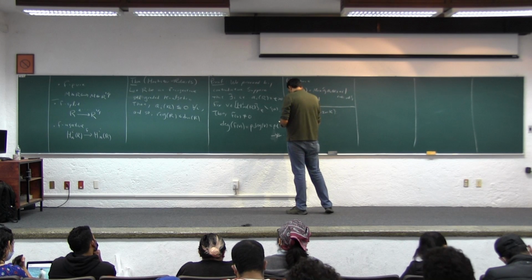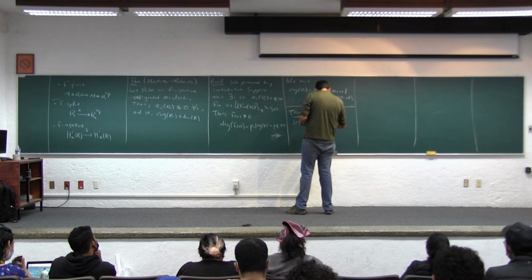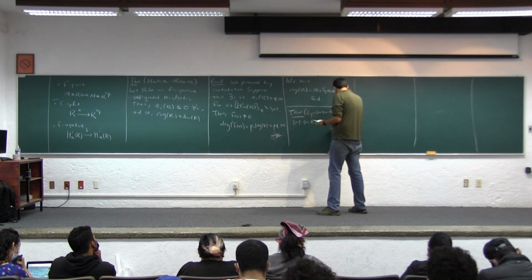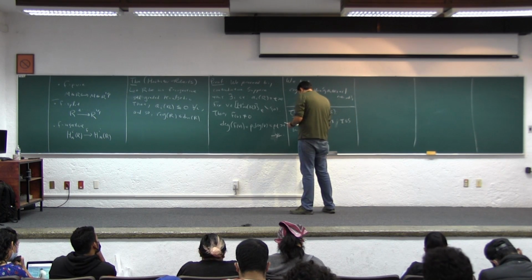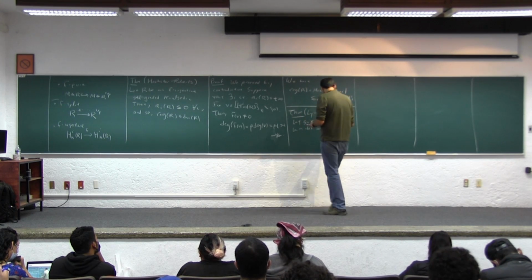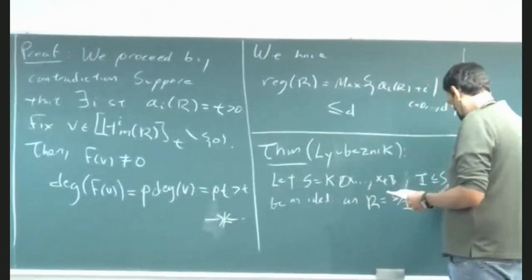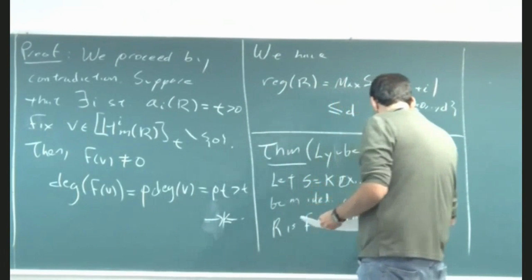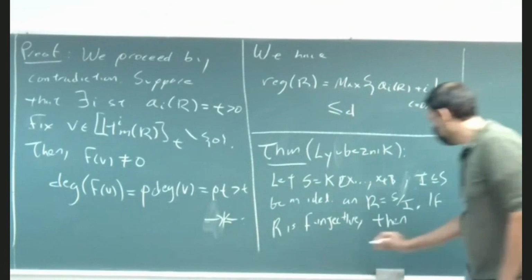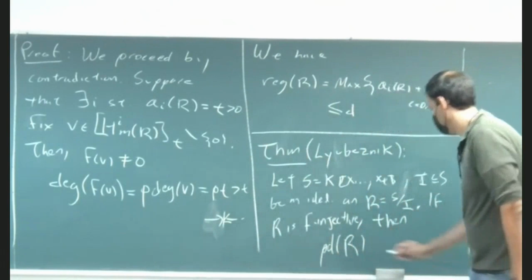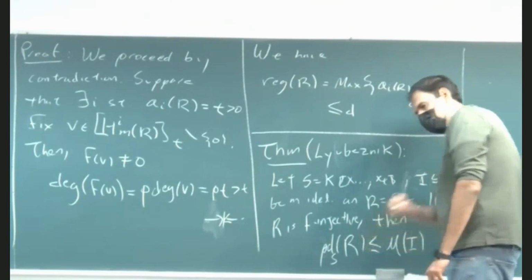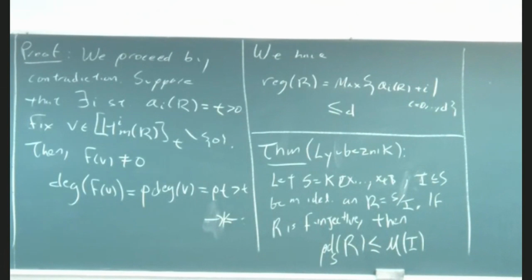It says the following: let S be a power series ring, with K of prime characteristic, and I contained in S an ideal, and R equal S over I. If R is F-injective, then the projective dimension, which we defined last time, of R over S, is bounded above by the number of generators of the ideal.